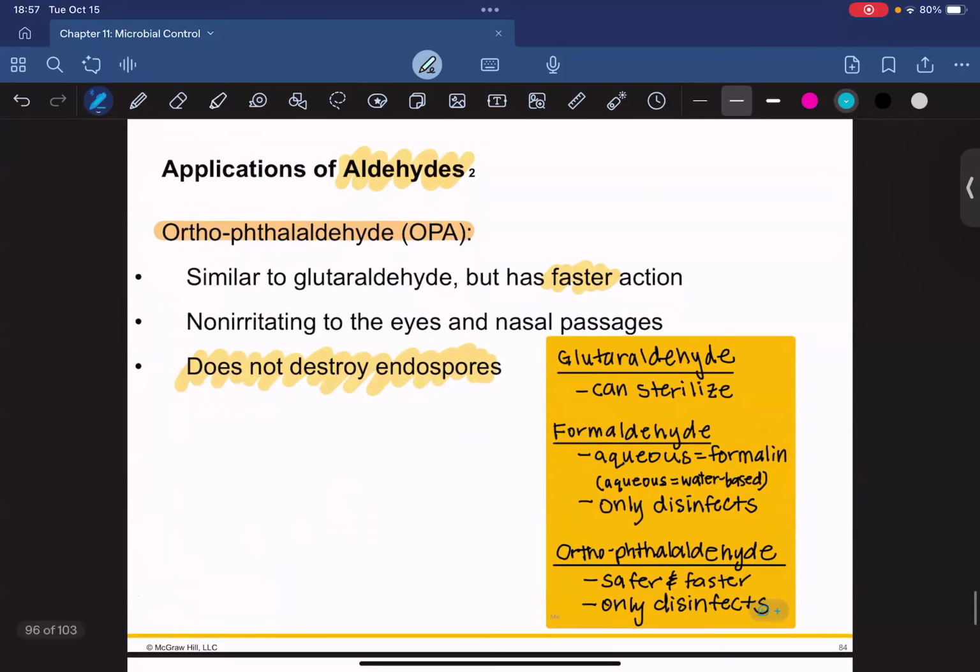Last, we have orthophthalaldehyde. Yep. I want you guys to say that. Oh man. All right, OPA. It works like glutaraldehyde. It's faster, but it's not as effective and it's more expensive. And it's not as irritating though. So it just depends on what you're using for what there.